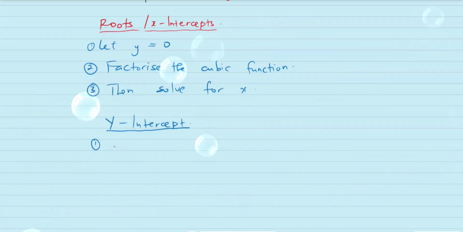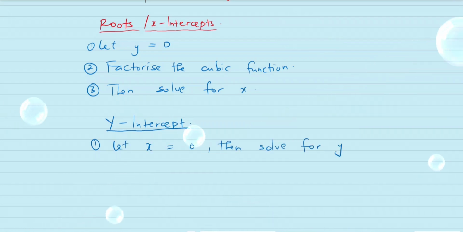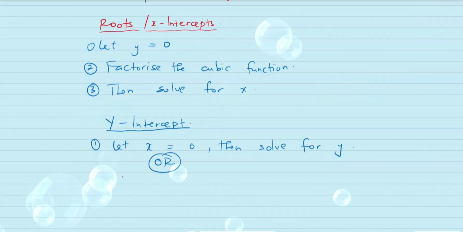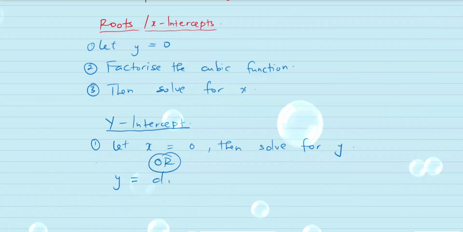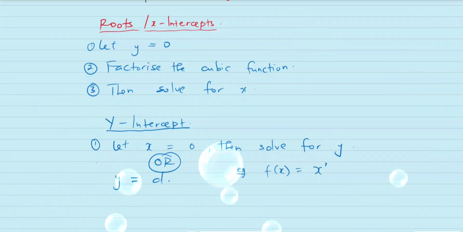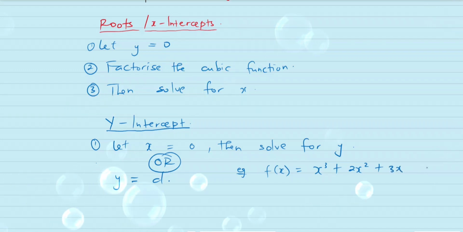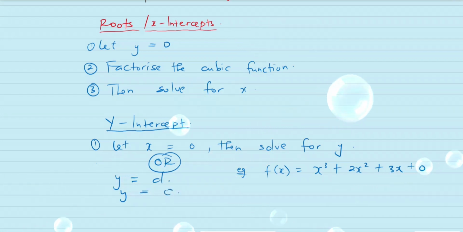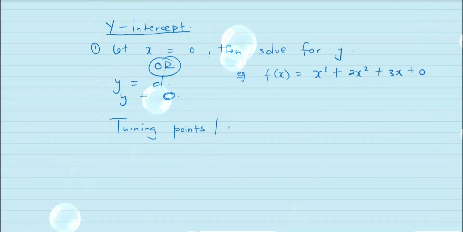Y-intercept. To find the y-intercept, you let x equal 0, then solve for y, or y is equal to the constant value of the cubic function. The constant value of a cubic function is d, so y is equal to d. For example, f of x is equal to x cubed plus 2x squared plus 3x. There is no value of d, so we just take it as 0. So our y-intercept will be y is equal to 0.